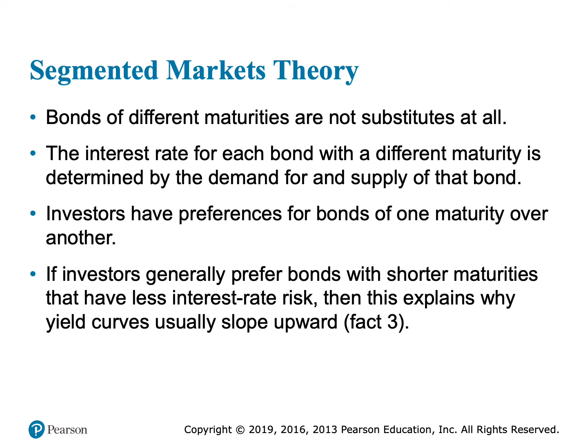If investors generally prefer bonds of shorter maturities that have less interest rate risk, then this explains why yield curves usually slope upward. Because if you think about it, if people are moving a lot of their buying into the short-term market in order to avoid interest rate risk, they're going to be pushing up the price of short-term bonds and pushing down the yields on short-term bonds. Therefore, generally speaking, the yield curve will be upward sloping. Interest rates on short-term bonds will be quite low, and interest rates on long-term bonds will be higher than that, essentially because you're factoring in interest rate risk and liquidity concerns.